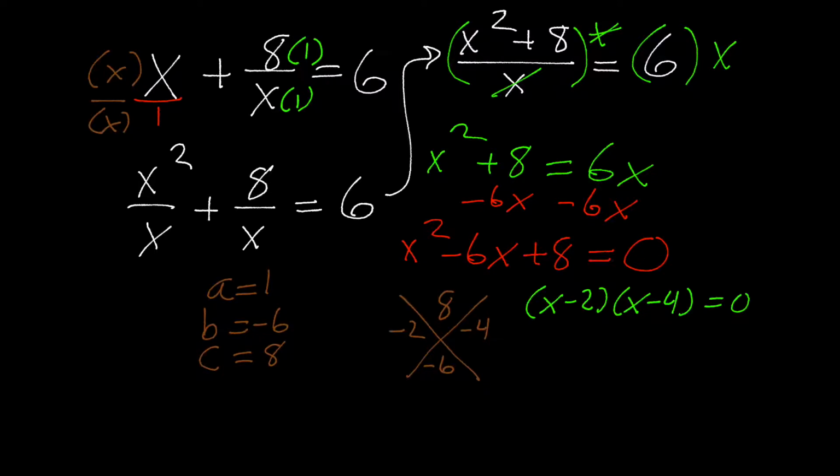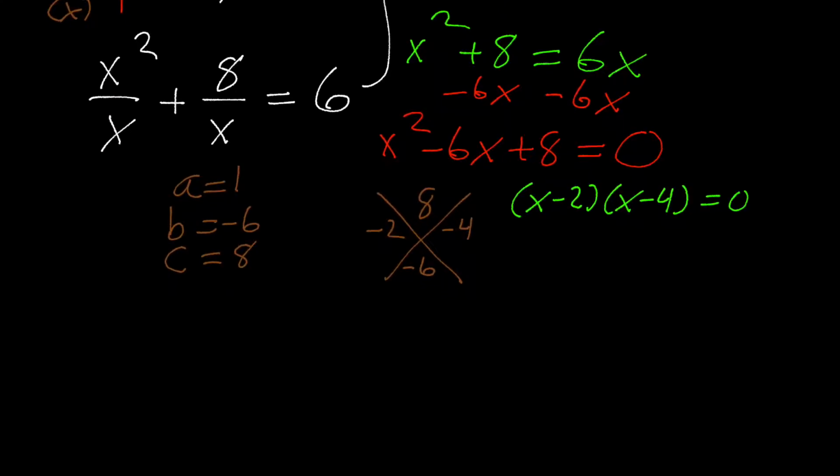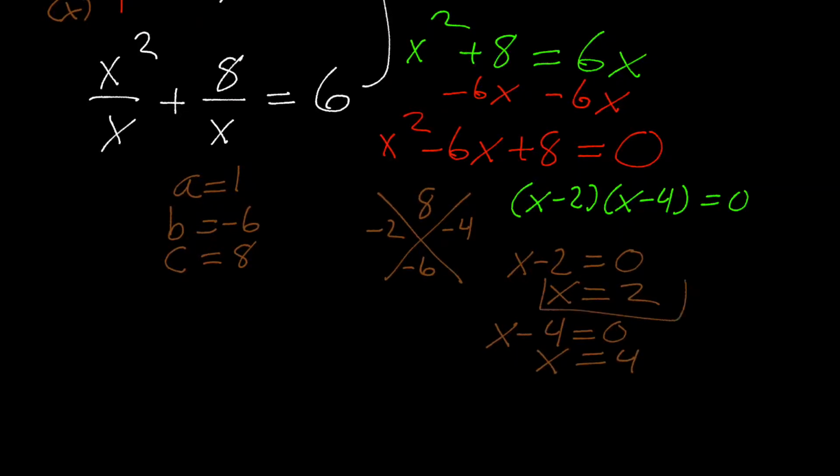And to finish this off, I just need to know what values of x make this true. What values are going to make this equal 0? Well, that means x minus 2 has to equal 0, because if that is equal to 0, the whole thing is equal to 0. And if x minus 4 is equal to 0, that will also equal 0. So we get two solutions here. x equals 2 and x equals 4. And we have finished this first problem. Those two values will solve our rational equation.